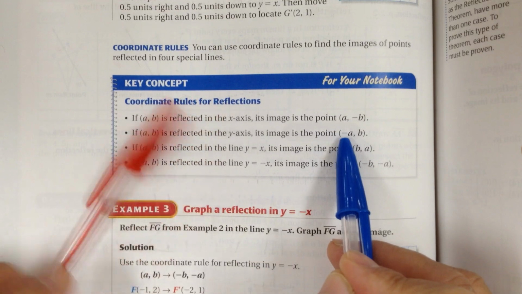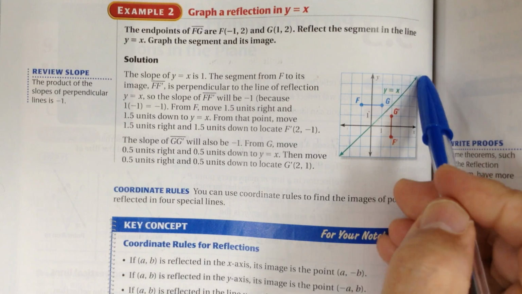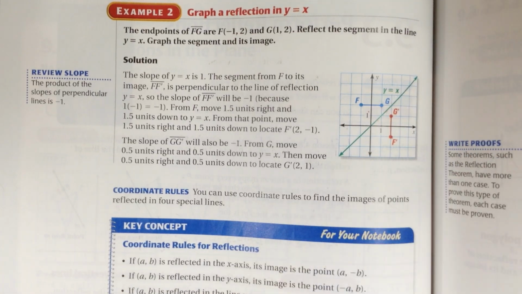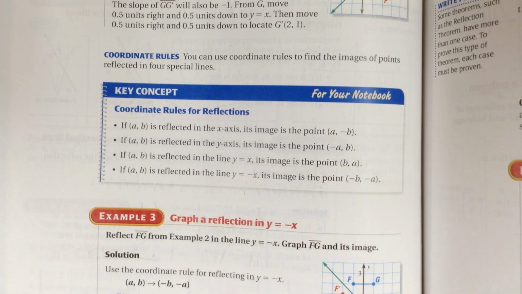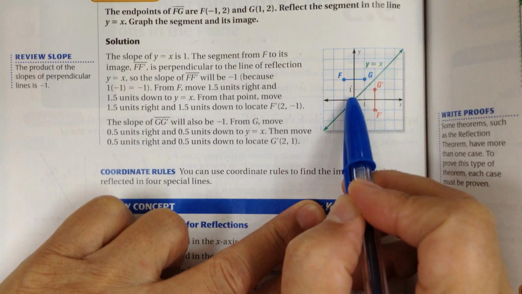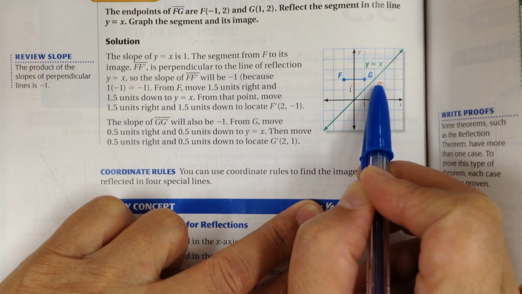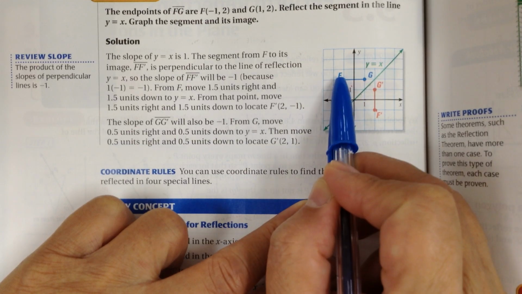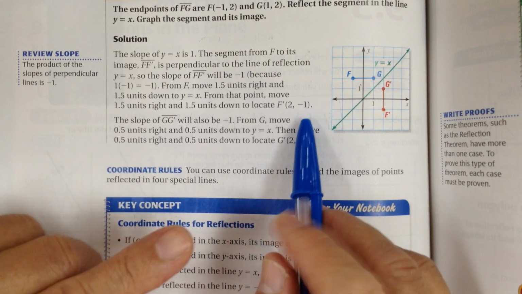Now when you reflect over y equal to x like this over here, what happens is that you switch a and b, the x and the y. So if you notice, this point over here is 1, 2, and it becomes 2, 1. This point is -1, 2, and it becomes 2, -1. So the coordinates got flipped.